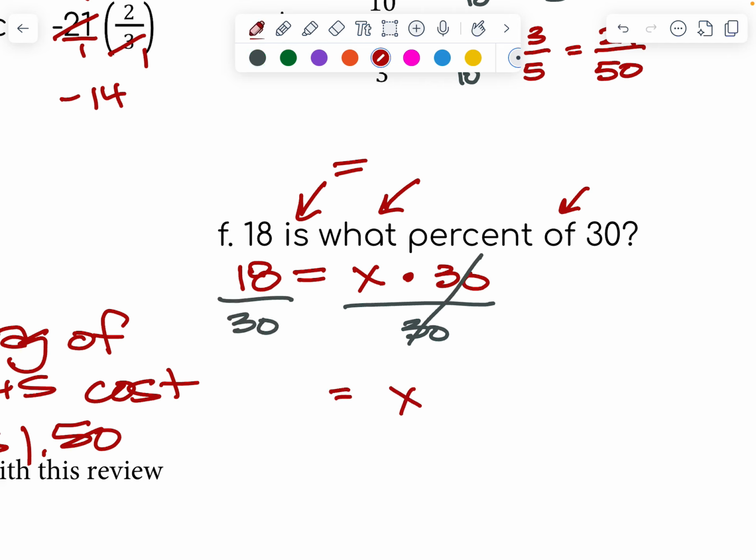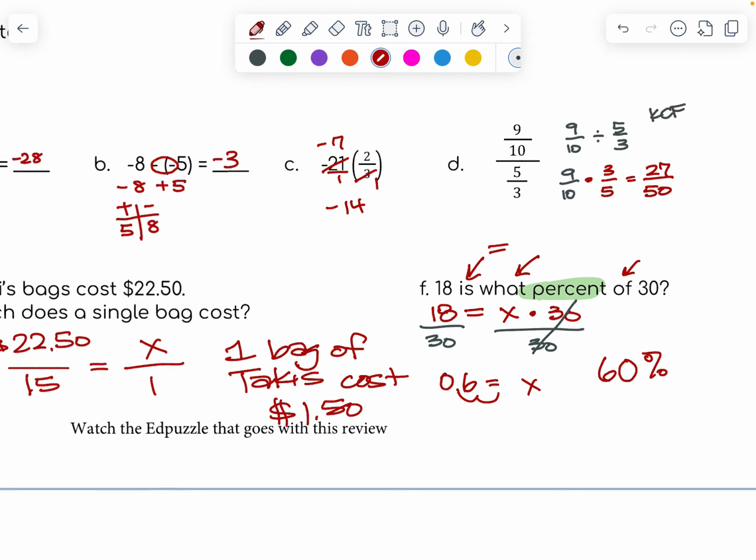X equals 0.6. But if you go back to the problem, they said what percent? So change this to a percent. Bloop, bloop. 60%. 18 is 60% of 30. That's it.